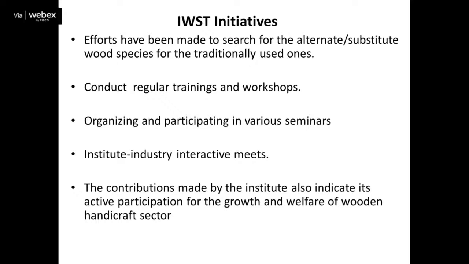IWST Bangalore initiated efforts to search for alternative or substitute species for traditionally used handicraft species, and IWST has been conducting several trainings and workshops for making artisans aware, and IWST is always organizing and participating in various seminars and institute-industry interaction meets also. The contribution made by the institute also indicates its active participation for the growth and welfare of the wooden handicraft sector. Thank you.